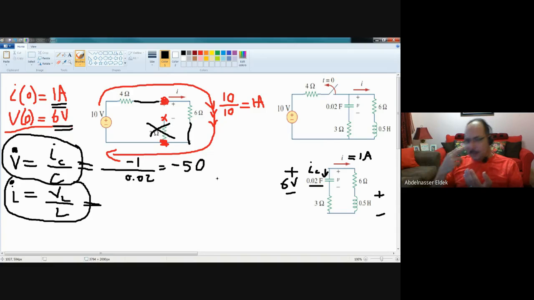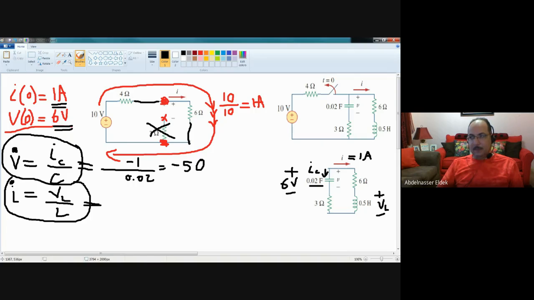For I dot, you need to get it from VL. So I need to find VL. This VL at time equals 0 equals what? I don't know the value here. To be honest, we need to calculate it. Okay, so here we have a loop. So we use Kirchhoff's voltage law. So we have the voltage across the inductor, which is what we need to calculate, and we need to calculate the other voltages here.